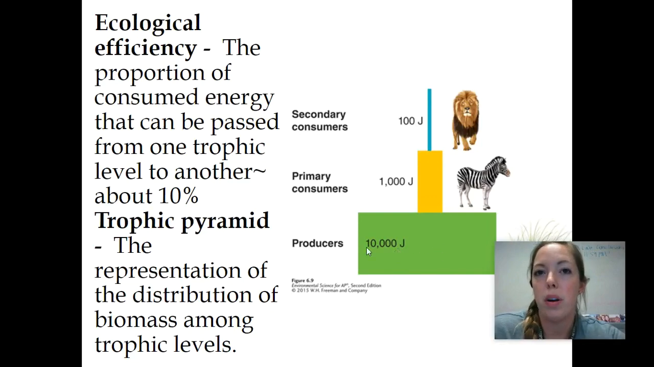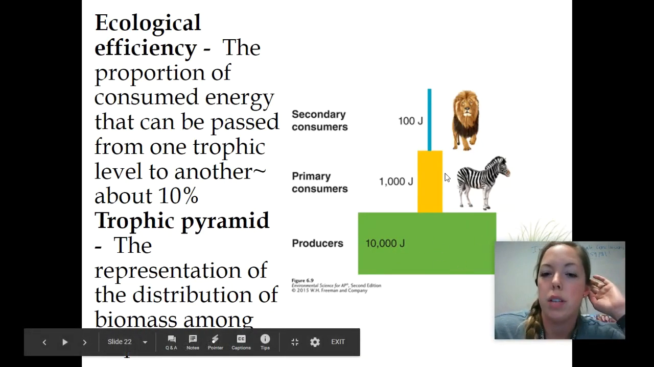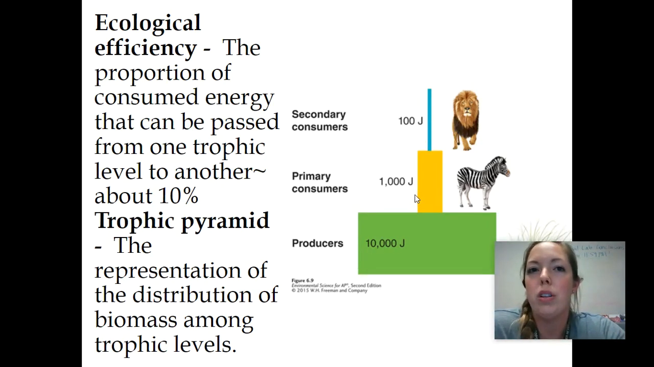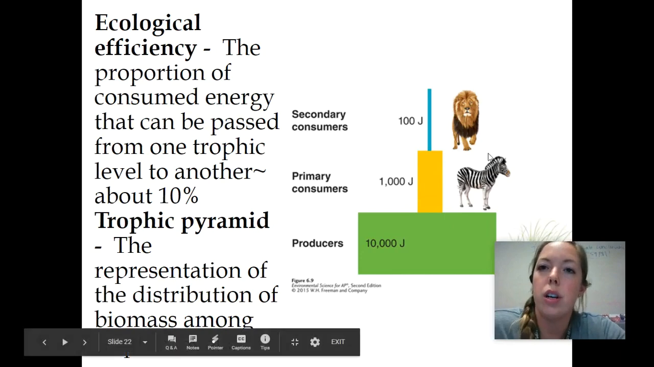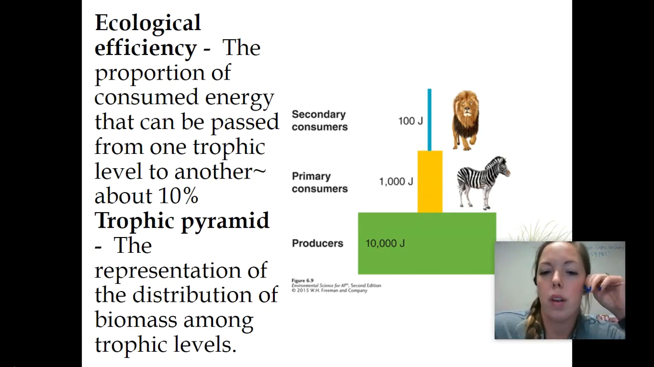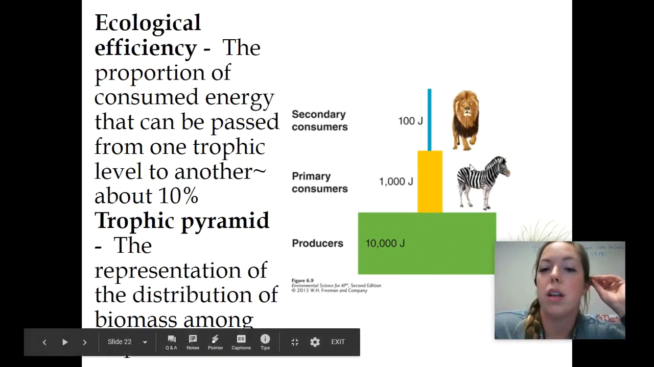Also, the biomass of primary consumers is much greater than the biomass of secondary consumers. Okay, so this is much greater than this. Again, it's 10% of the energy here compared to down here. The flow of energy between the trophic levels helps us to determine the population sizes of the various species within each trophic level. Okay. If there are a lot of producers present, that means we might have a lot of primary consumers, and so on and so forth.